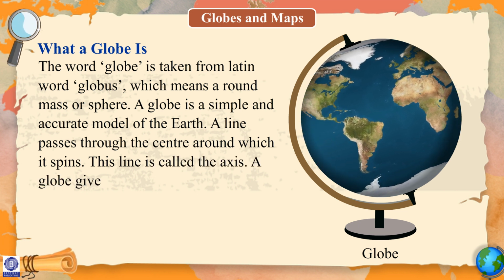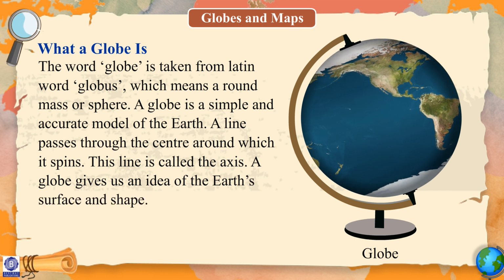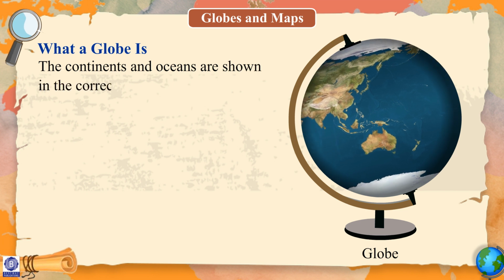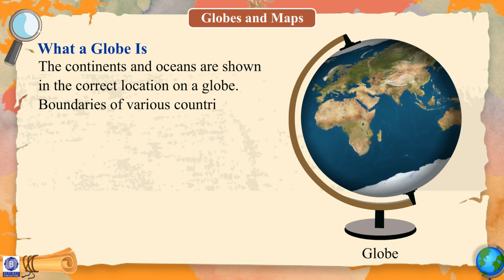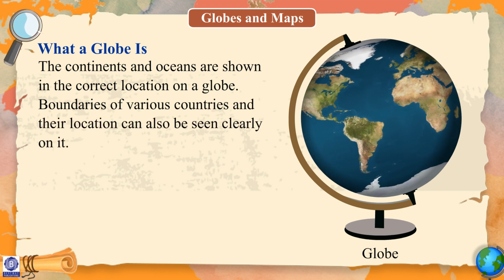A globe gives us an idea of the earth's surface and shape. The continents and oceans are shown in the correct location on a globe. Boundaries of various countries and their location can also be seen clearly on it.